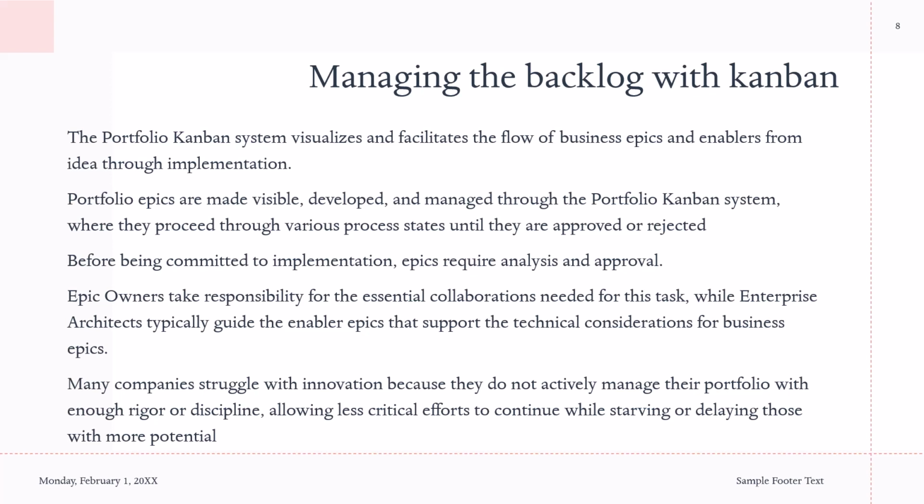Many companies struggle with innovation because they do not actively manage their portfolio with enough rigor or discipline, allowing less critical efforts to continue while starving those with more potential. A company will struggle if it doesn't have a well-established system for managing epics through the Kanban system. A company can struggle because it is not able to look into the work that goes through the epics and come up with design sessions, and people don't understand what the priorities are, what the business values are, and what the risks and dependencies are.